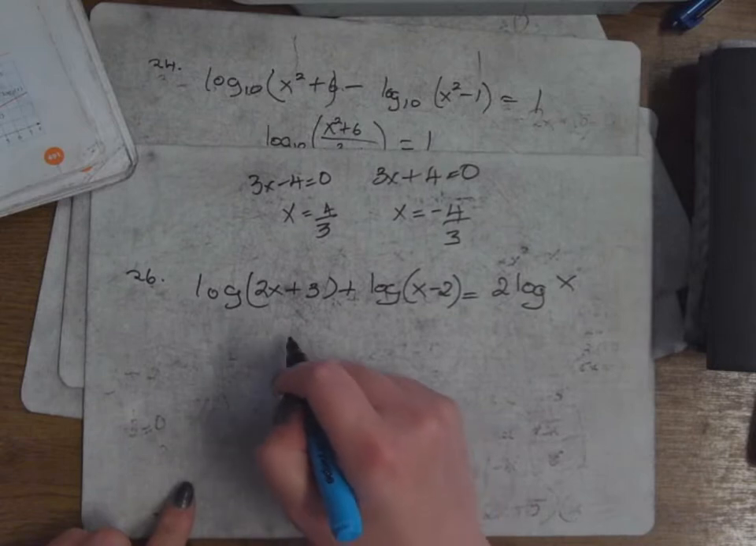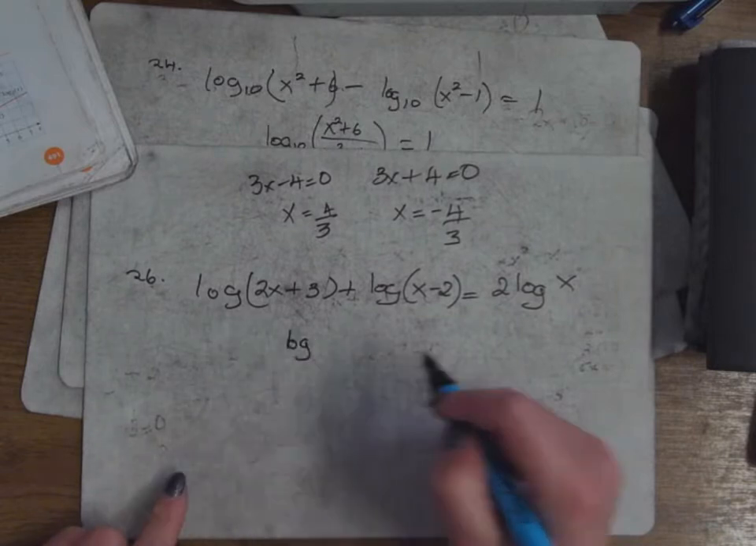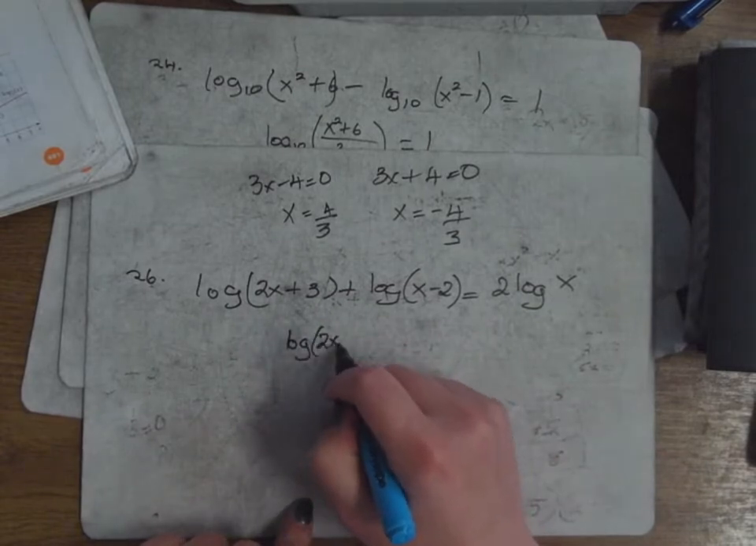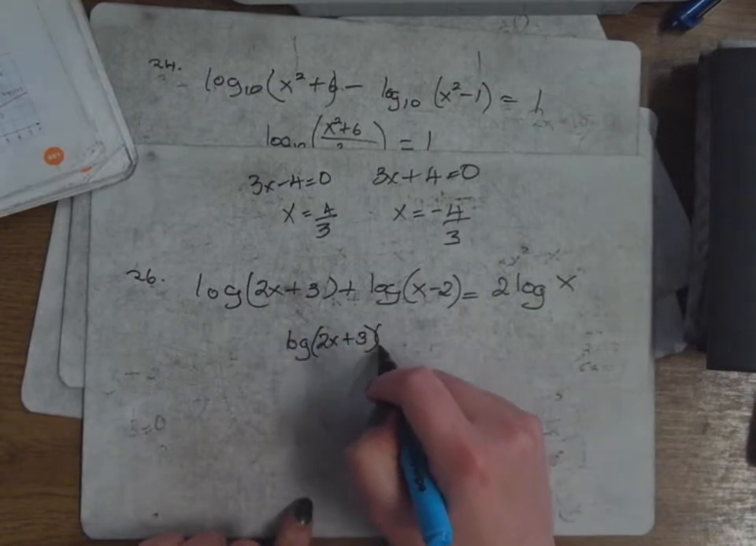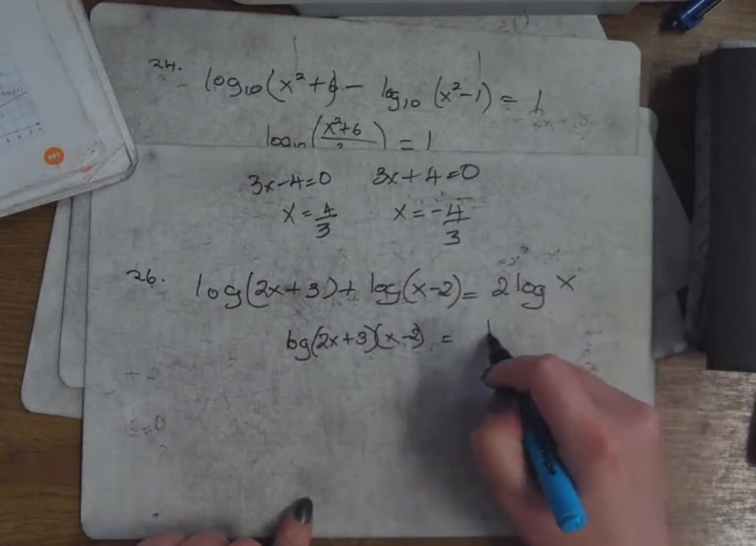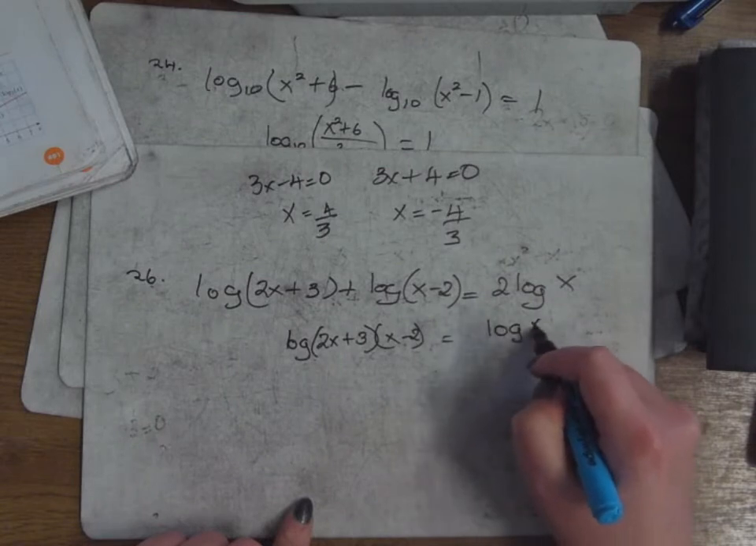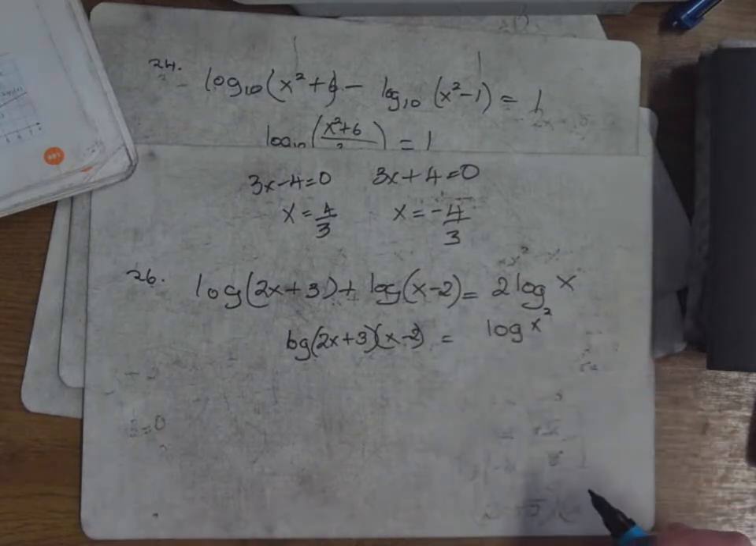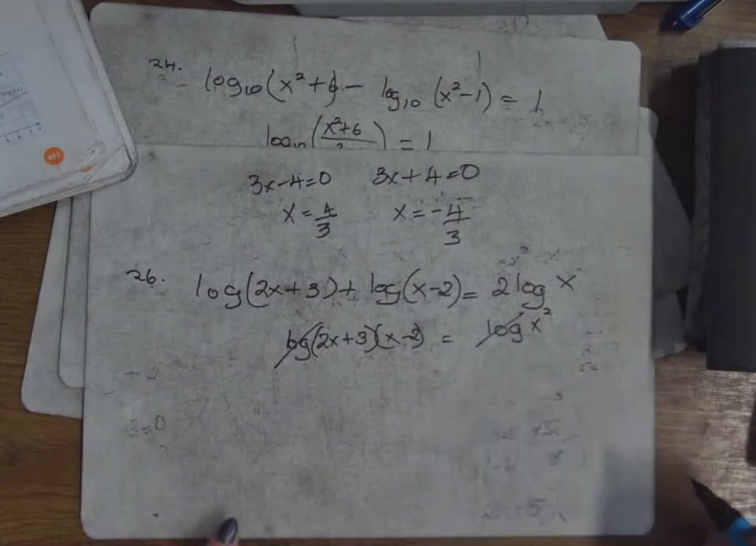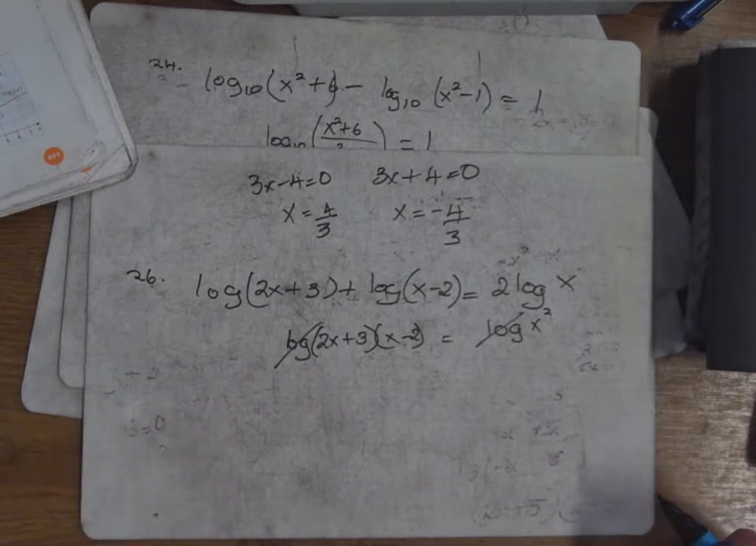Okay? So I'm turning this log on this side back into one log. So if they were added, that means they were originally multiplied, weren't they? So that's 2x plus 3 multiplied by x minus 2. Agreed? Over here, there's a 2 in front, so I needed to bring it back up as a power. So that was originally log x squared. Agreed? So I have one log on one side equal one log on the other side. What can I do? Knock off the logs. Okay? So you either have a log equal to a number and you turn it back into an index, or you have a log equal to a log and you knock off the logs. Okay?